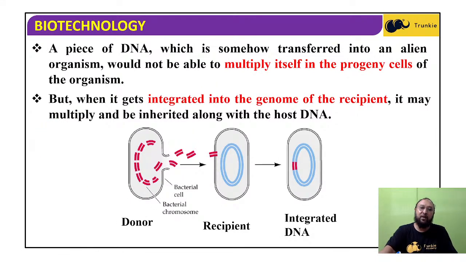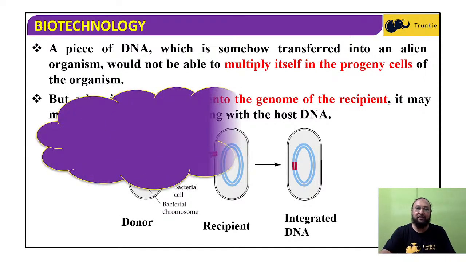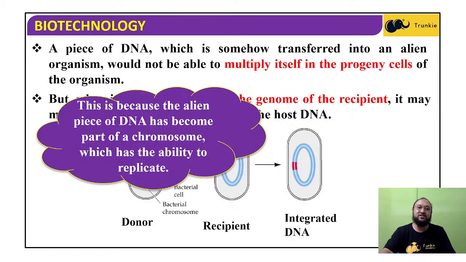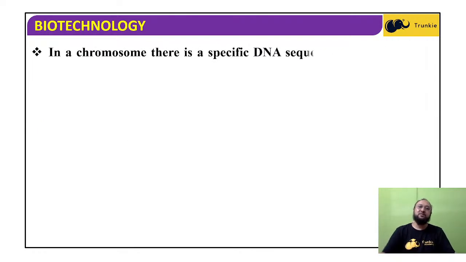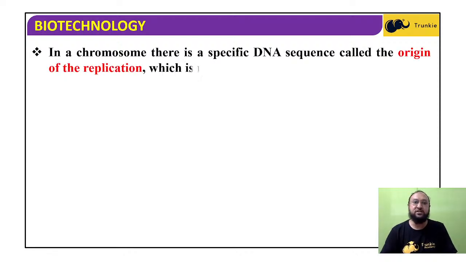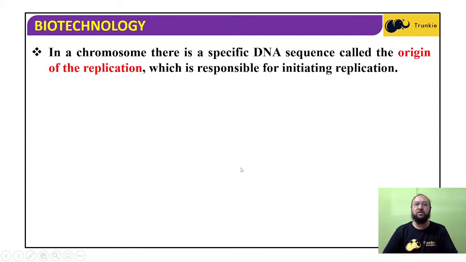So in the bacterial cell, the bacterial chromosome is the recipient, and we integrate the gene into its DNA. This is because the alien piece of DNA has become part of the chromosome, which has the ability to replicate. In a chromosome, there is a specific DNA sequence called the origin of replication, which is responsible for initiating replication.